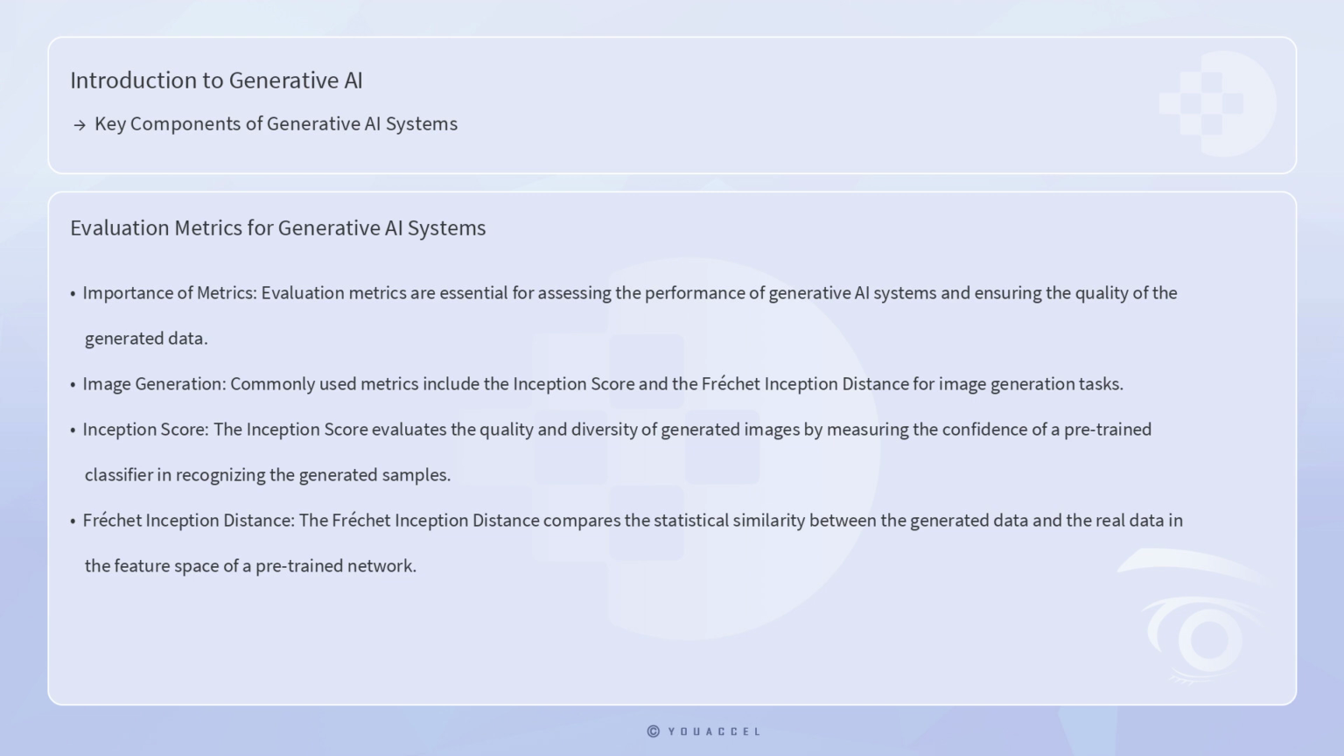Evaluation metrics are essential for assessing the performance of generative AI systems and ensuring the quality of the generated data. Commonly used metrics include the inception score and the Fréchet inception distance for image generation tasks. The inception score evaluates the quality and diversity of generated images by measuring the confidence of a pre-trained classifier in recognizing the generated samples. The Fréchet inception distance, on the other hand, compares the statistical similarity between the generated data and the real data in the feature space of a pre-trained network, providing a more comprehensive assessment of the generated data's quality. For text generation, metrics such as BLEU, Rouge, and perplexity are commonly used to evaluate the fluency, relevance, and diversity of the generated text.